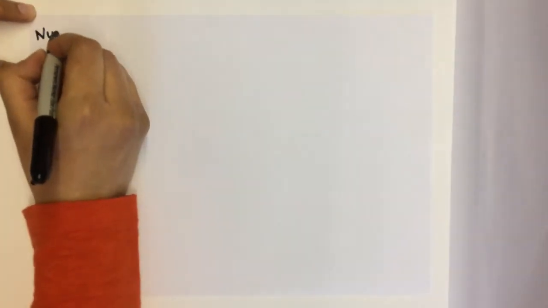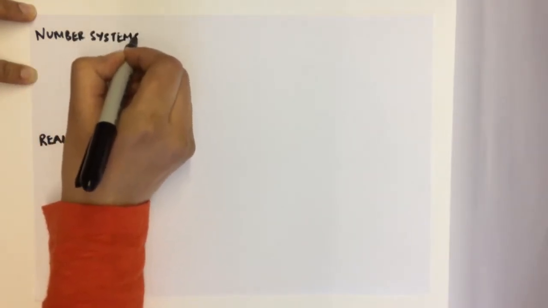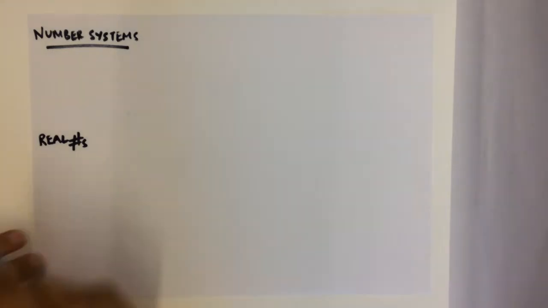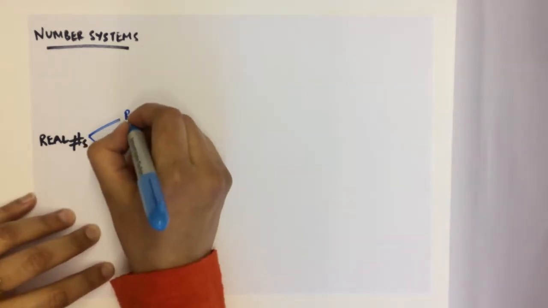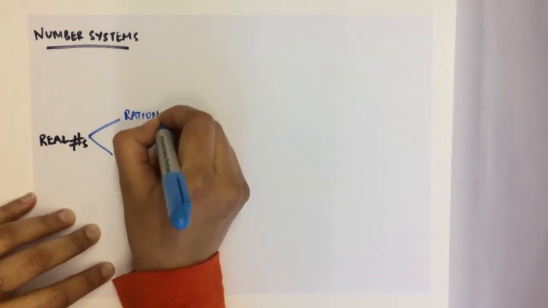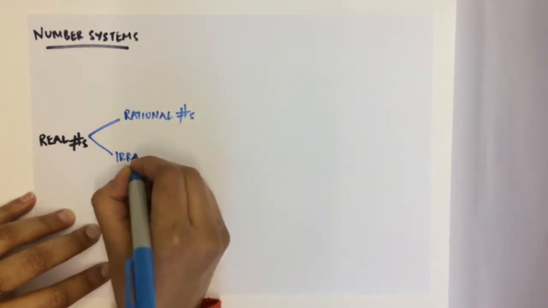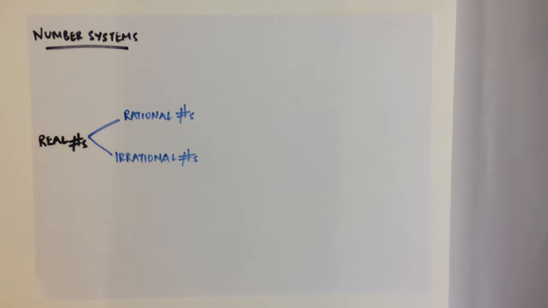We're talking about number systems. So the first and foremost word for the number system is the real numbers, split between rational numbers and irrational numbers. Rational numbers are those which can be expressed as a fraction.